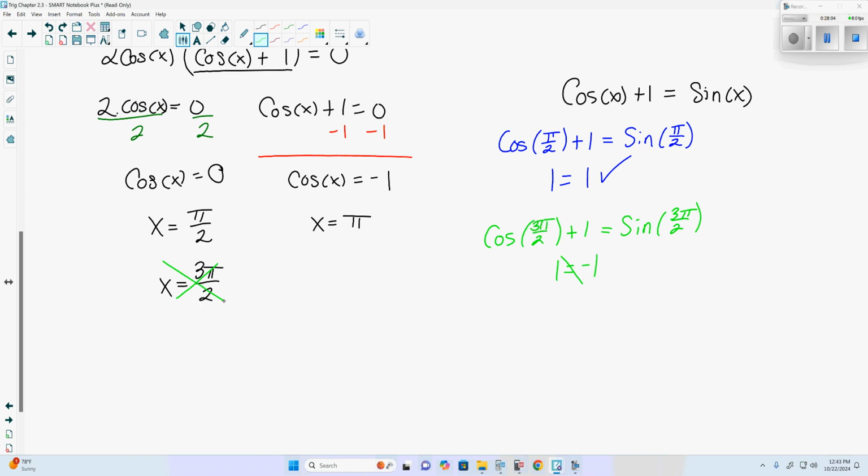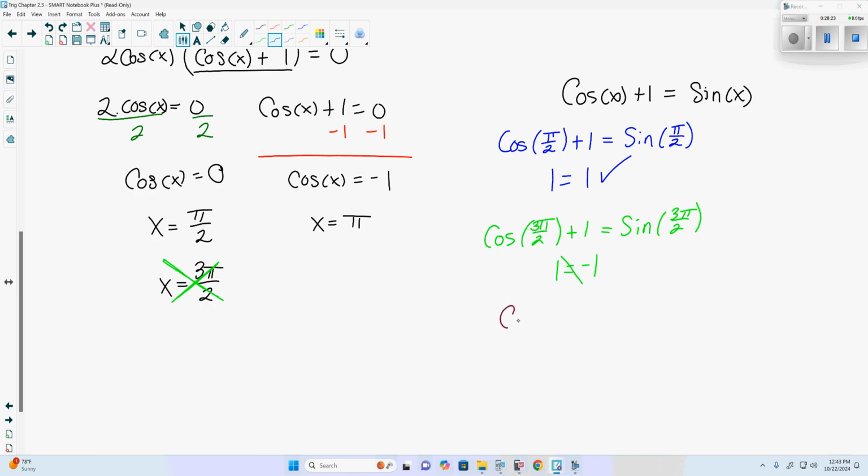Now the reason we got it is because our first step was to square both sides. And for this here, we had 1 equals 1. If we squared it, it would have made them both positive. So it does work after we squared it. But in the original solution, our 3 pi over 2 does not give us the correct answer.